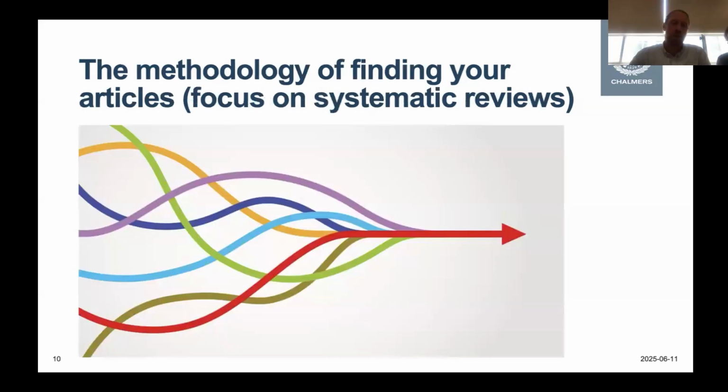So that was kind of the background. Now we move into how we actually do a literature review, and there will be a focus now on systematic reviews, as that is what I have done before.